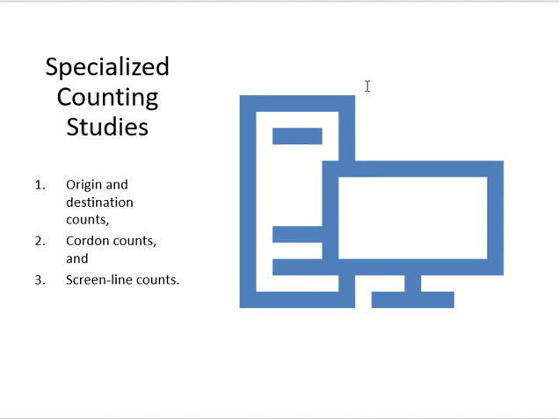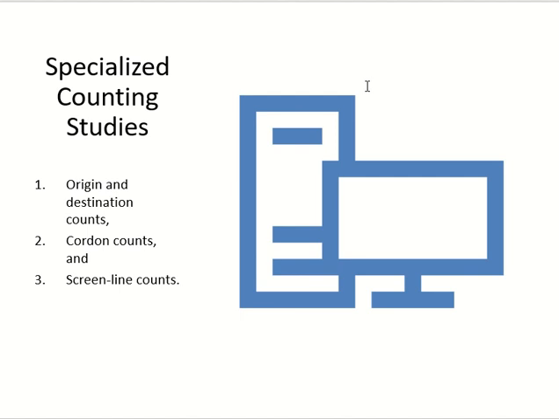Then we have specialized counting studies. In specialized counting studies, we are interested in the demand of an area, not a segment, not a network, not an intersection. I'm interested in finding out the demand of the entire area. There are 3 specialized counting studies listed here. There can be more types as well, but we only discussed 3. The common feature in all of them is we are trying to find out the demand of an area.